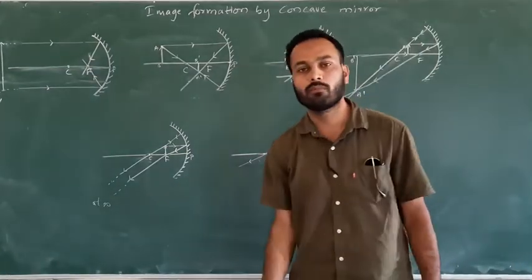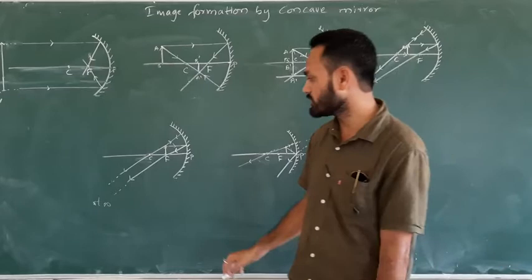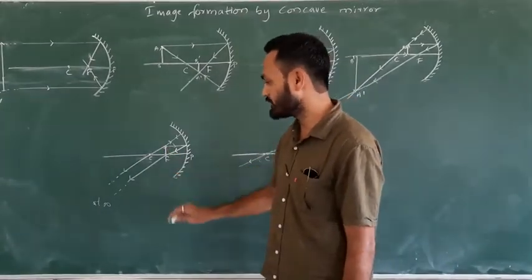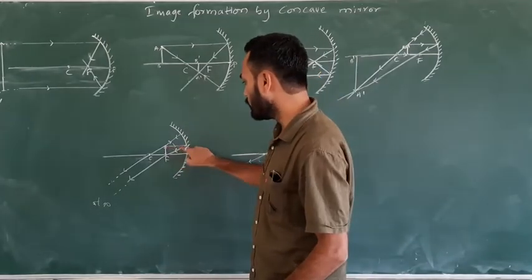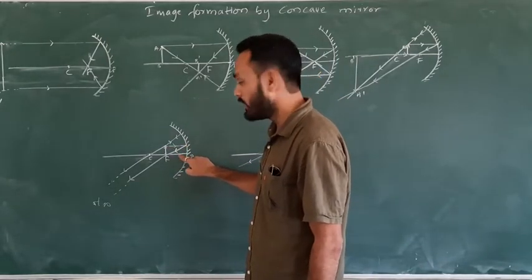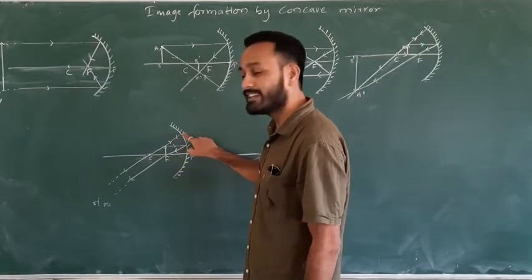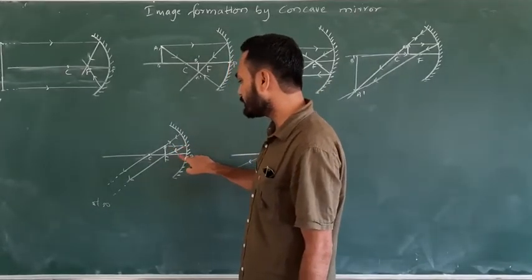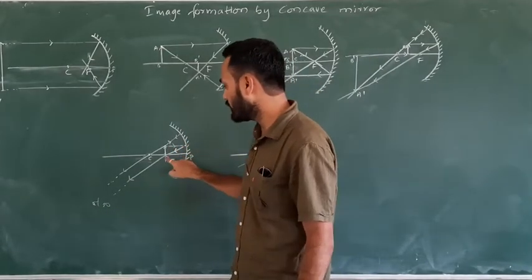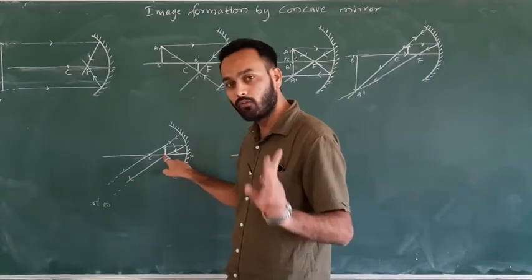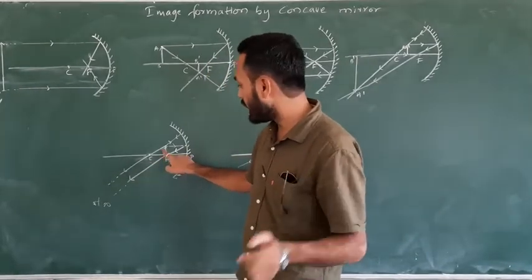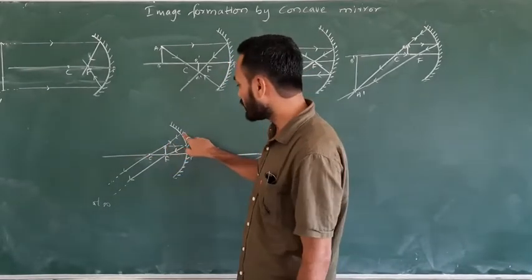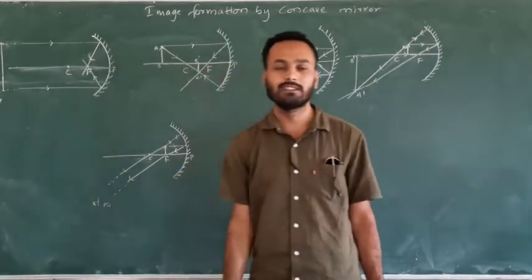Now moving to the next position of the object. As you could see here, the object is placed at F. When the object is placed at F, one ray will be moving parallel to the principal axis, another ray appears to come from the center of curvature. Yes, see here, the ray of light which is parallel to the principal axis, after reflection passes through the principal focus. You have learned it in the rules. Another ray of light which appears to come from C, after reflection goes back along the same path.